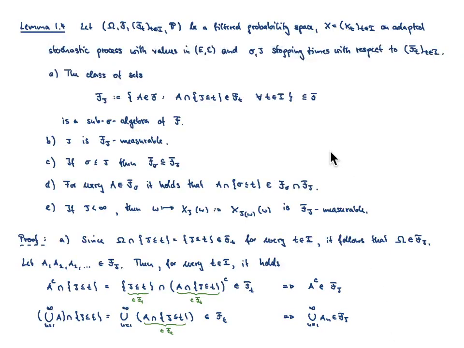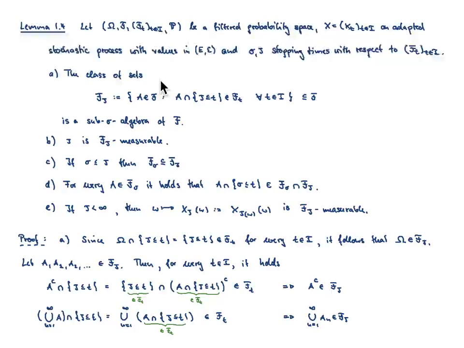Let me make that a little bit more precise. Well, again consider my favorite probability space, which I equip with the filtration F_t, with t in I. Remember, I is still at most countably infinite. I consider an adapted process, which I denote by X, and which should take values in a measurable space E equipped with a sigma-algebra calligraphic E. And I consider two stopping times, which I would like to denote by sigma and tau. These should be stopping times as well with respect to the given filtration F_t.